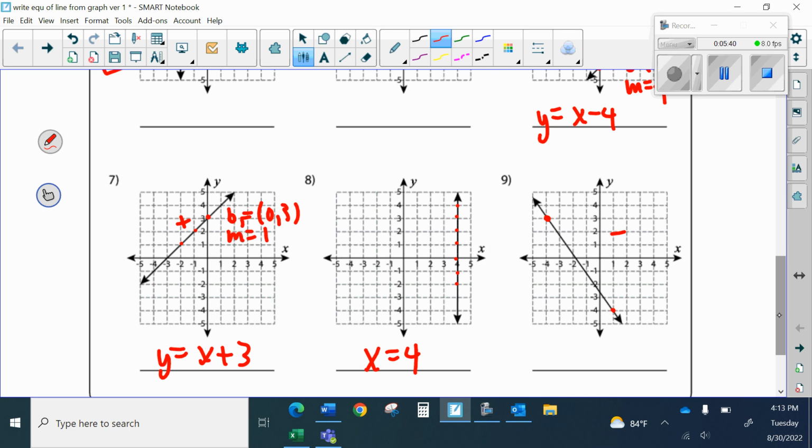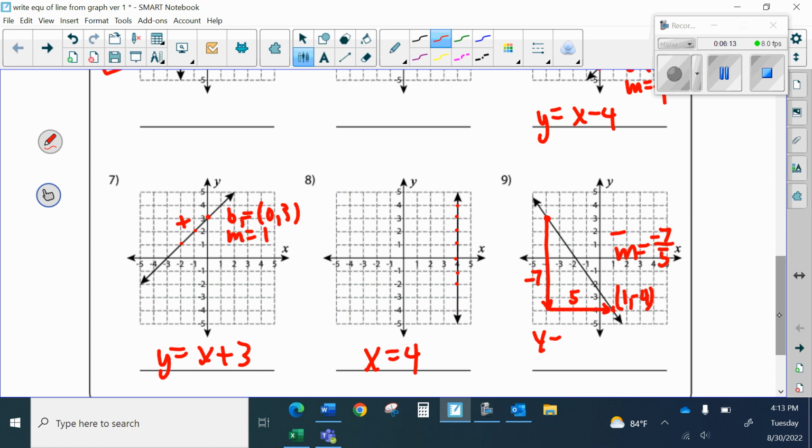So, again, we don't know the y-intercept, so we're going to find the slope. How many did I go down right there? 1, 2, 3, 4, 5, 6, 7. Down 7. I went to the right 1, 2, 3, 4, 5. Okay, so the slope is -7/5. Okay, and then we'll take this point right here, 1, -4. So we have a point and a slope. So we're going to start with point-slope form.